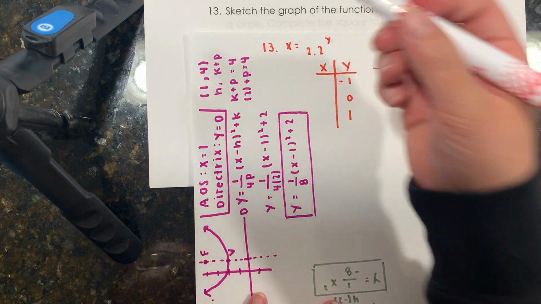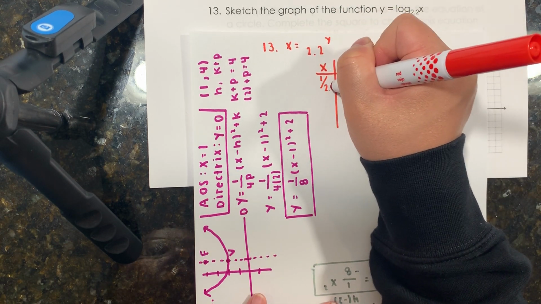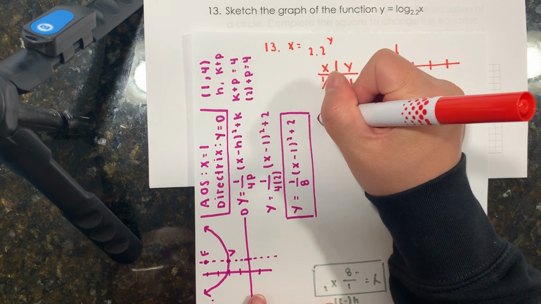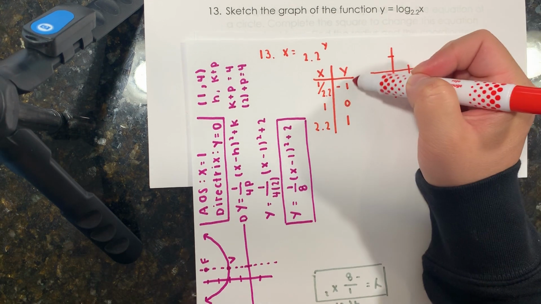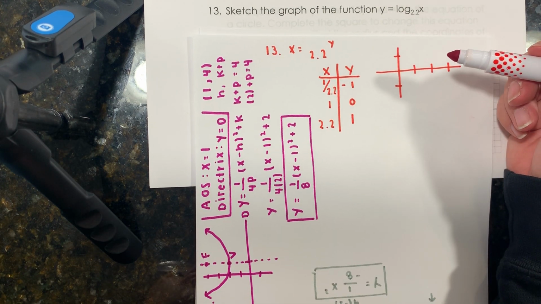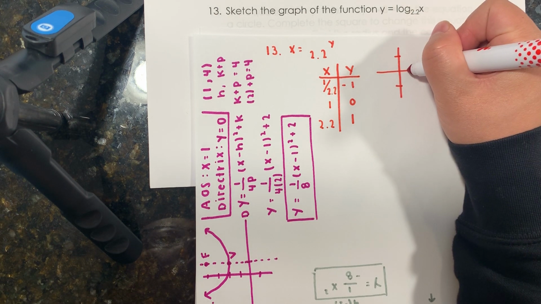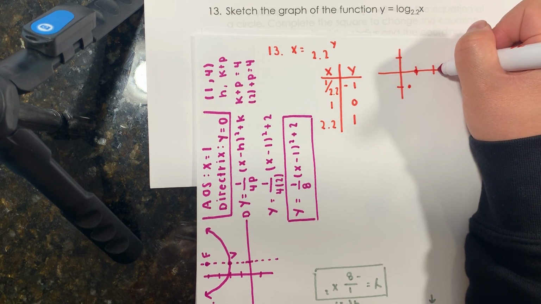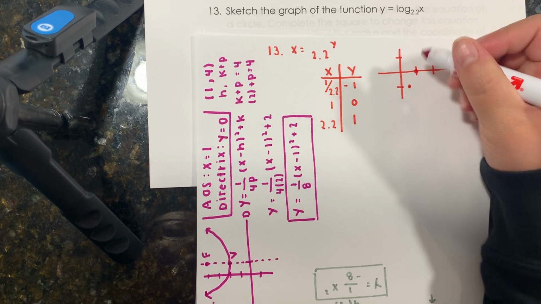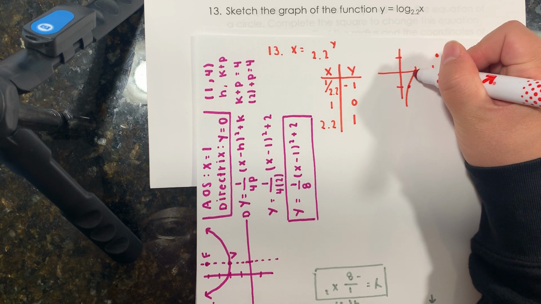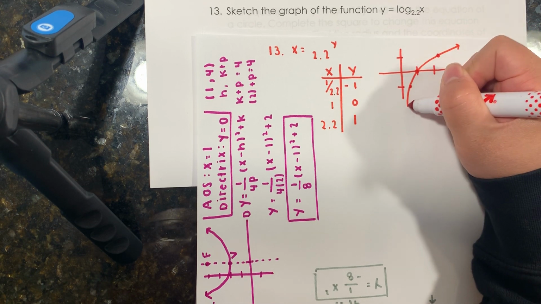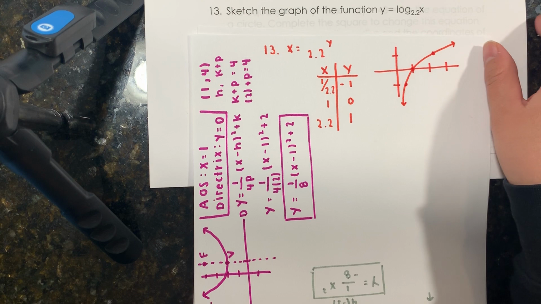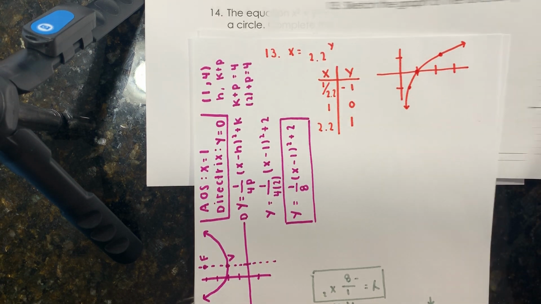So if we put this to the -1, that would be 1 over 2.2, which would be approximately 1/2. Anything to the 0 is 1. Then 2.2 to the 1 would just be 2.2. So I always plug in these variables, -1, 0, and 1. So I'm going to go over about 1/2 and then down -1, over 1 up 0, then over 2.2, and then go up 1. So I just went a little past 2. And that would be your diagram for number 13. So graphing the log, the key piece was just for me to change it from logarithmic form to exponential form.